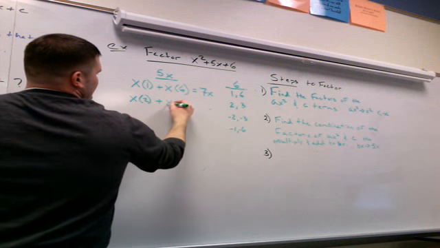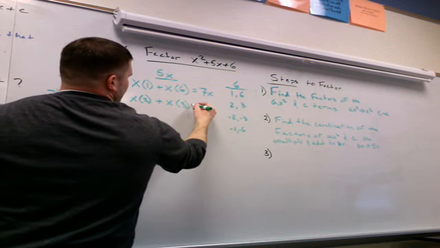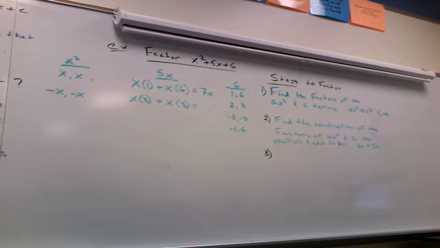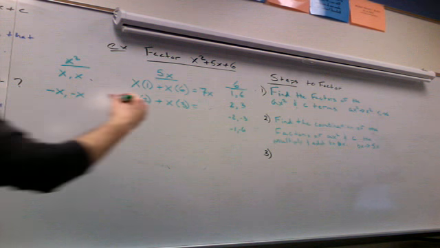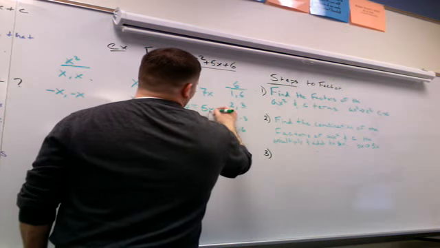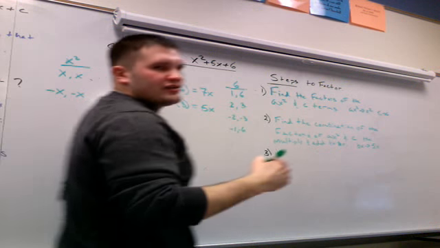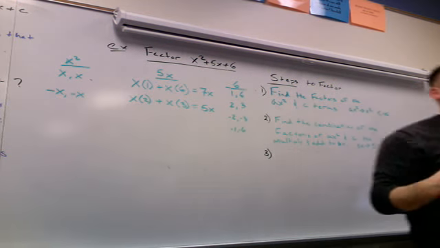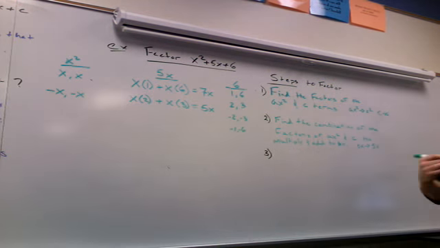So x times 2, x times 3. What's x times 2? 2x. What's x times 3? 3x. 2x plus 3x, does that equal 5x? Yeah. So we found our combination that equals 5x.